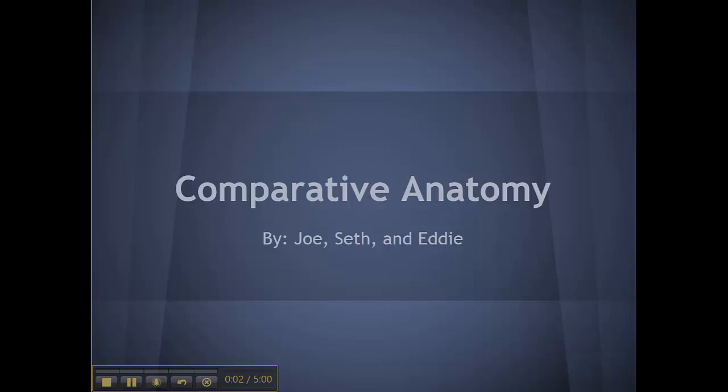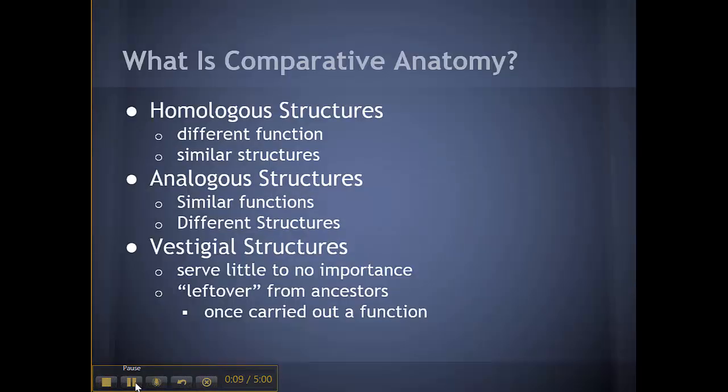Comparative anatomy serves as evidence to evolution by comparing structures of different species and finding possible common ancestors. Homologous structures consist of different functions but similar structures. However, vestigial structures are not that important because they act like leftovers from the ancestors when they used it. As opposed to homologous structures, analogous structures consist of similar functions but different structures.